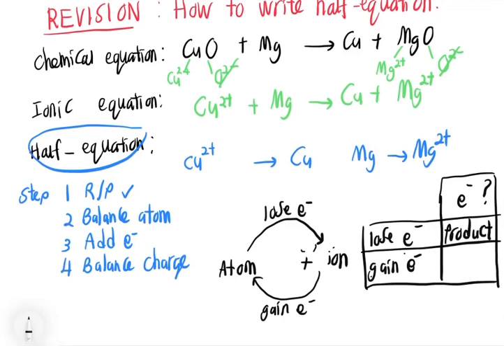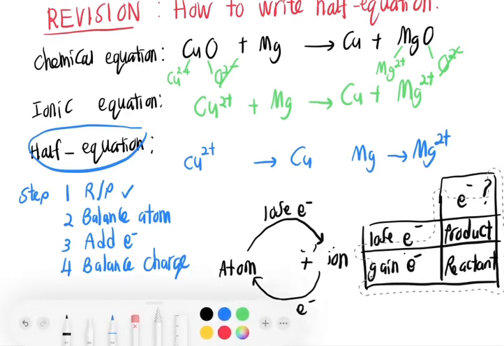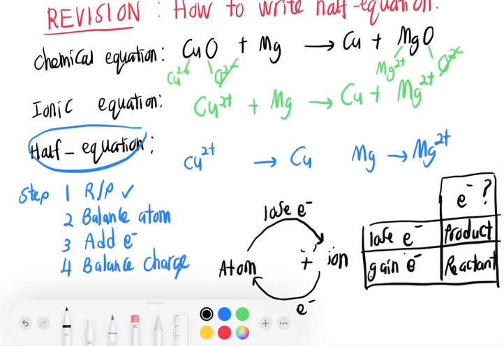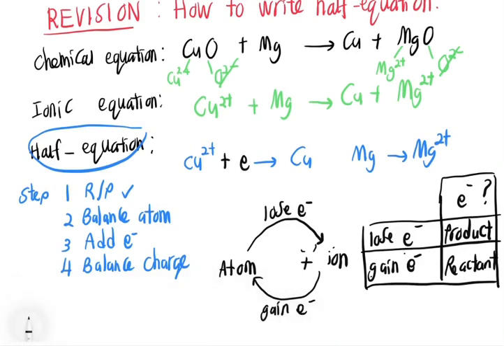When we gain electron, the electron is ours. So we receive the electron. The electron now resides on the reactant side. So copper 2 plus ion becomes neutral atom Cu by gaining electron. And when you gain electron, the electron is written in the reactant. So plus electron.